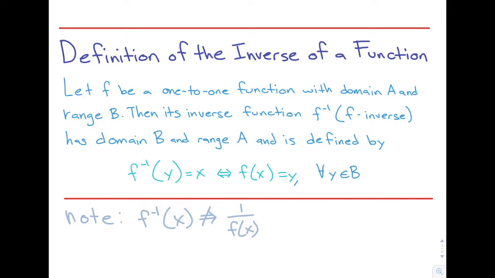It's important to note in this case that f to the negative 1 of x does not imply 1 over f of x. This is read as f inverse of x and does not mean 1 over f of x. So again, the inverse just helps us get back to the domain from some value in the range. And to be able to do that, we need mathematically for there to be only one x value for every y value.